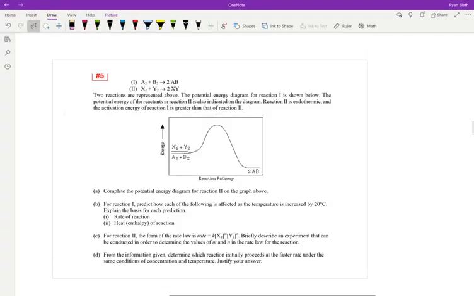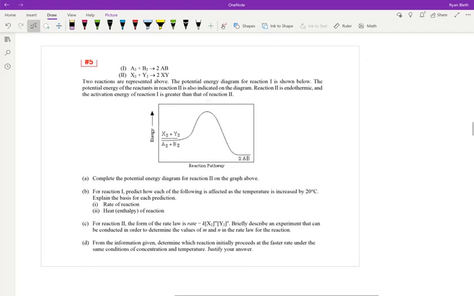I'd like to work out a few more of the free response questions that you have for practice on the kinetics unit. I'm hoping to get number 5, number 8, and number 10 into this video. Number 5 starts out with two reactions, and their equations are given there at the top.